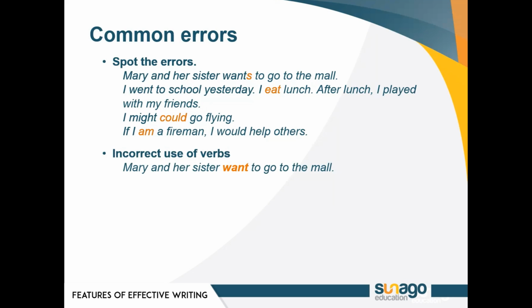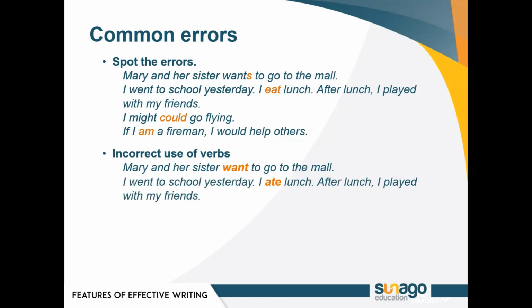Always remember that a plural subject takes a plural verb, whereas a singular subject takes a singular verb. Use verbs in the past to express an action that happened in the past, in this case, the verb ate. Don't mix might and could. Just write, I might go flying. This means that there is a possibility that you would go flying. Use the words were and would when using if sentences.